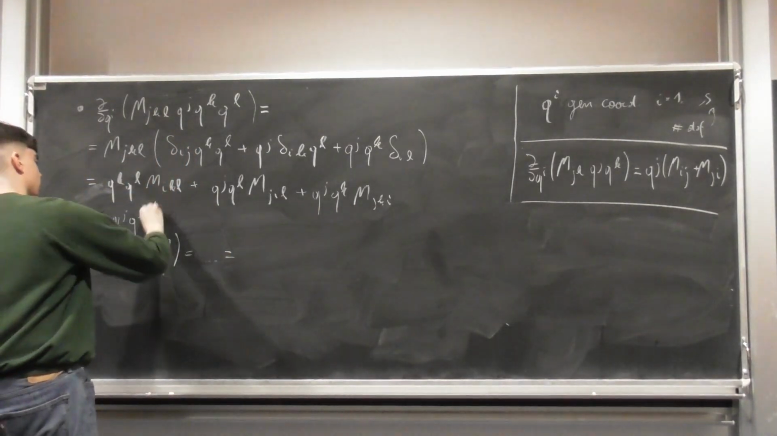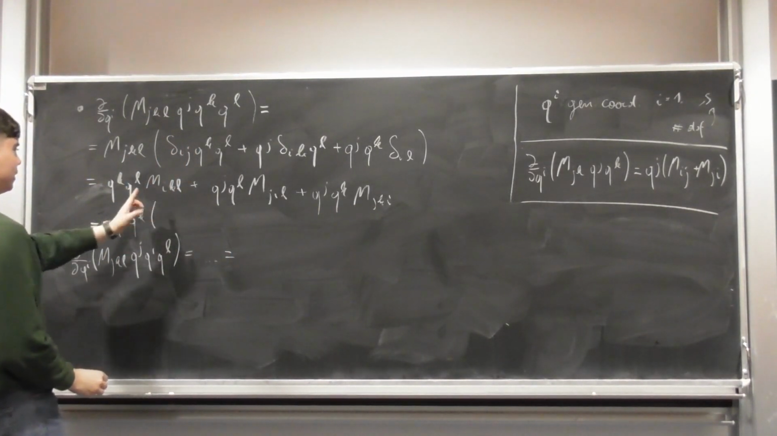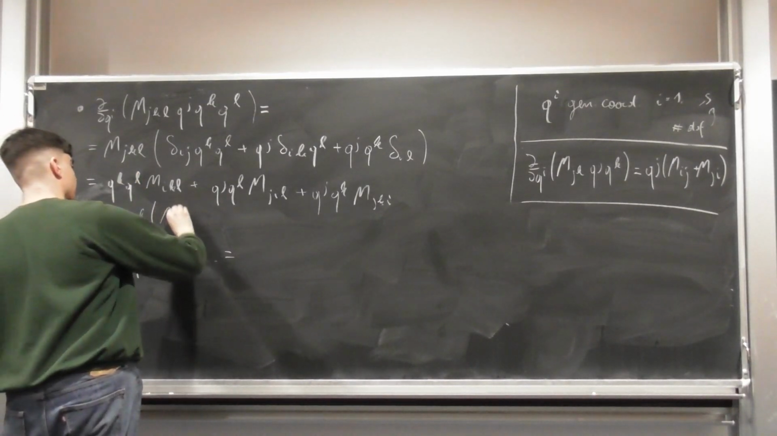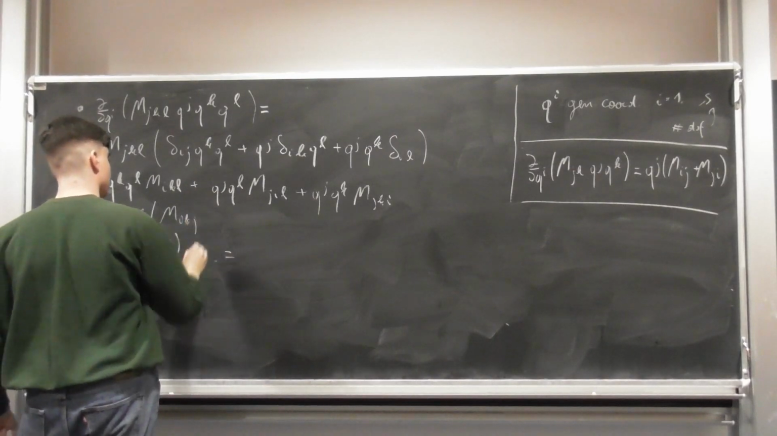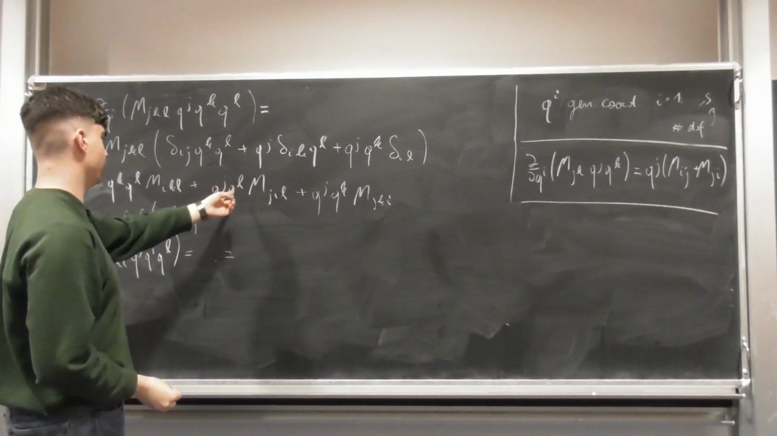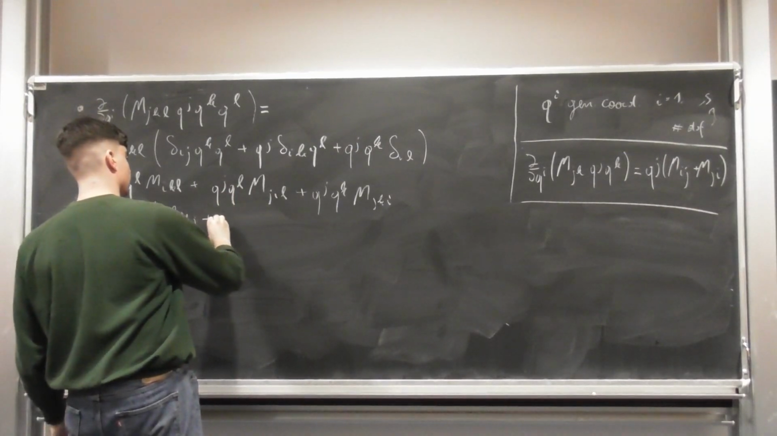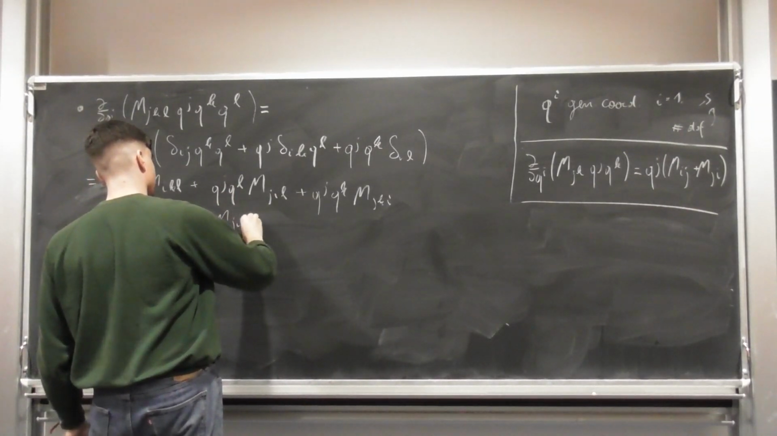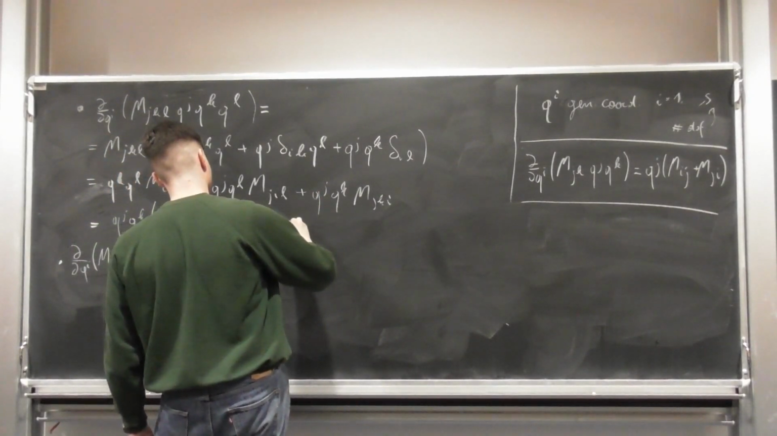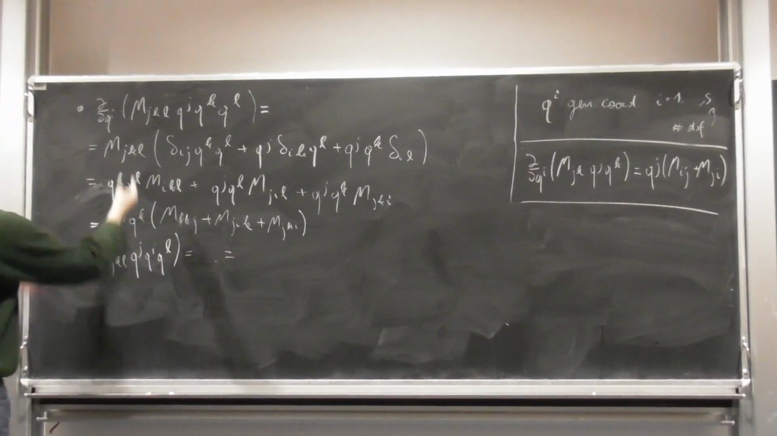Times, here I replaced L with J, so it'll be M, I, K, J. Here I've replaced L with K, so I'm going to get M, J, I, K. And here I haven't replaced anything. Okay. So that's what this is equal to here.